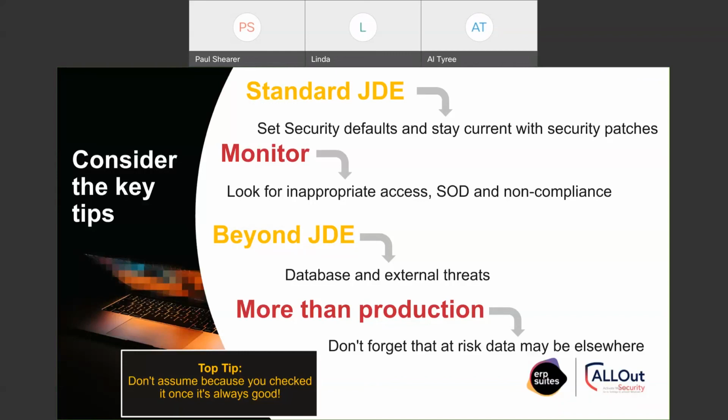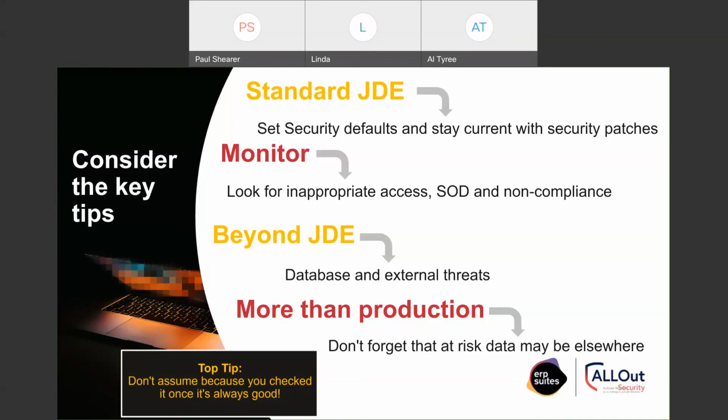And then go beyond JD Edwards. Go to your database, go to your external threats, make sure you're identifying those and mitigating those, and that it's more than production data. Don't forget that you want to be open to close in your production area, but when you start looking at PY and DV, you have that same at-risk information from a supply chain area, from a competitive advantage, or from a compliance nature that are available in those other environments. So you want to protect those at all levels.